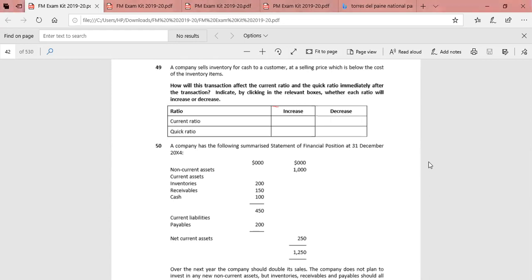How will this transaction affect the current ratio and the quick ratio immediately after the transaction? Indicate by clicking in the relevant boxes whether each ratio will increase or decrease. A company sells inventory for cash to a customer at a selling price which is below the cost of inventory items.